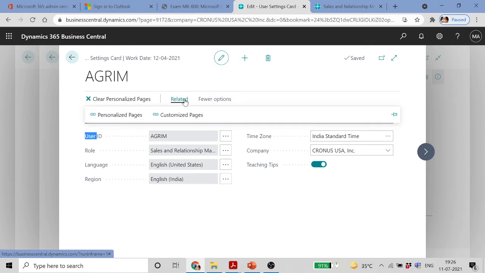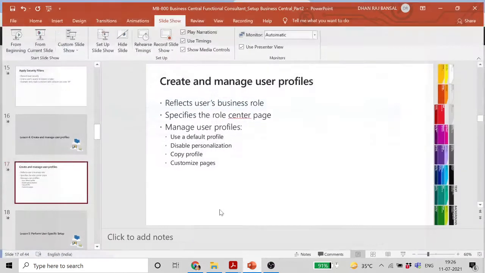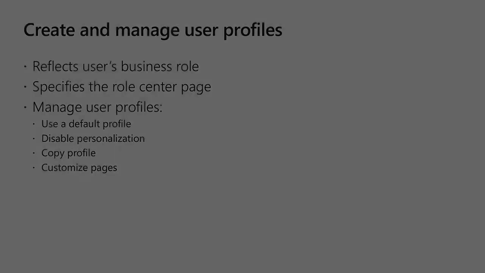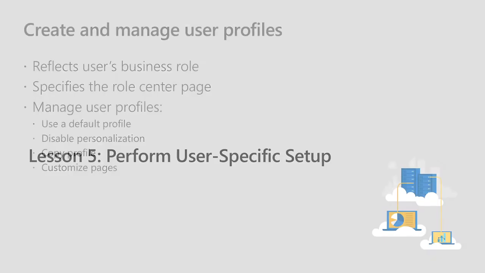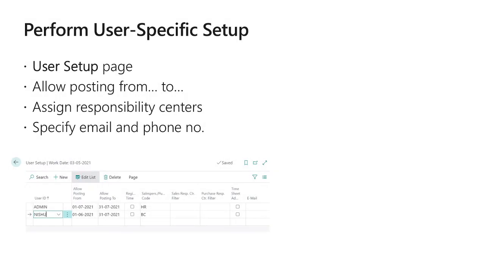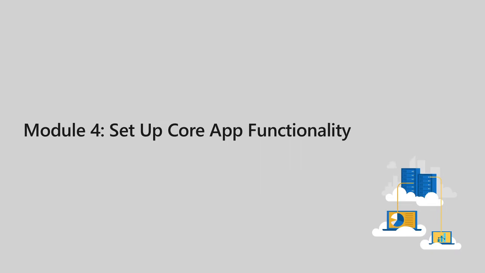More options related, here options company. Okay, fine. Here the role is defined. Perform user specific setup. That we have done. We went into user setup and defined the allow posting date from and to, responsibility center, specify email and phone number, set up core app functionality.